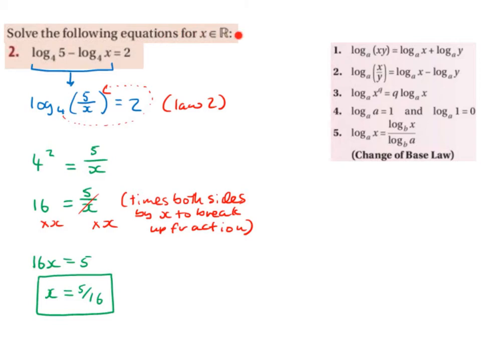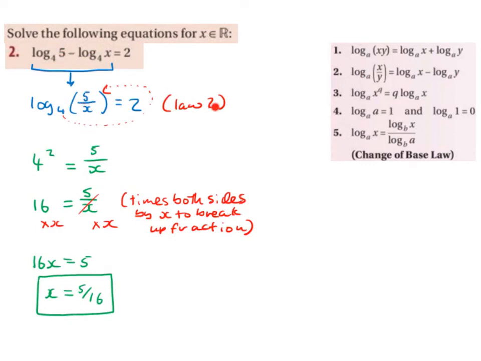Solve the following equations for x as an element of the real numbers. Log base 4 5 minus log base 4 x is equal to 2. We're going to use law 2 of our log laws to change log base 4 5 minus log base 4 x into log base 4 5 divided by x. So the subtraction becomes divide.